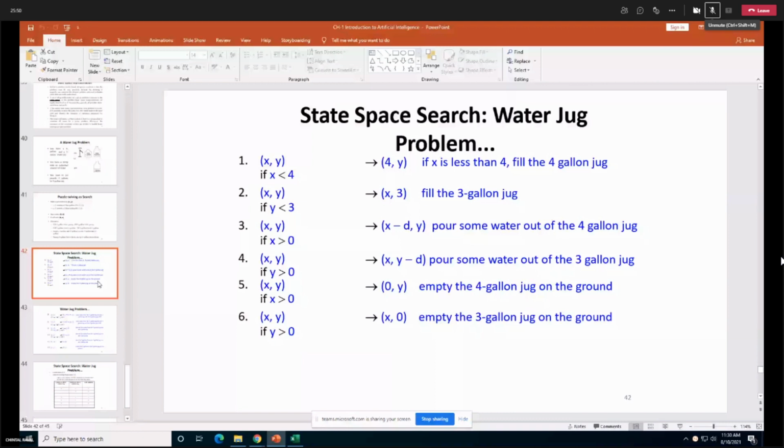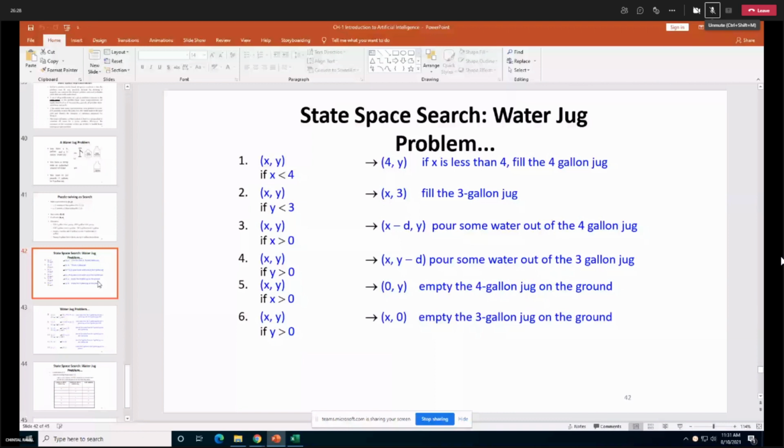Now the second rule: if Y is less than 3, then fill the 3-gallon jug completely. That is what the second rule says. Now, if X is greater than 0, that means if some amount of water is present in the 4-gallon jug, then we can pour out some water from it. If you have 3 gallons or 3.5 in the 4-gallon jug, you can pour out 0.5.